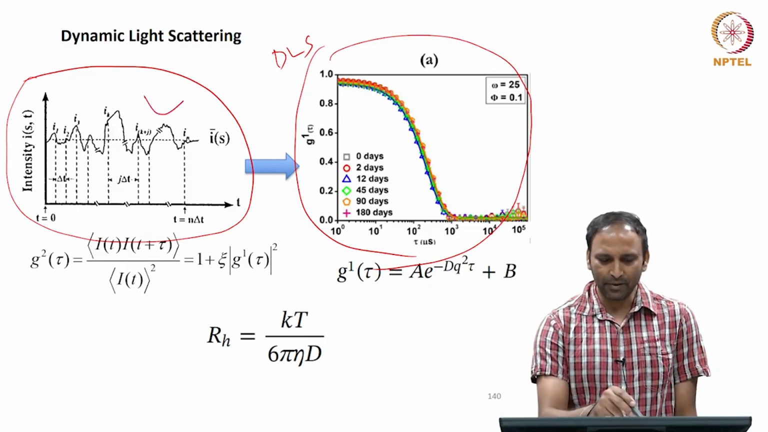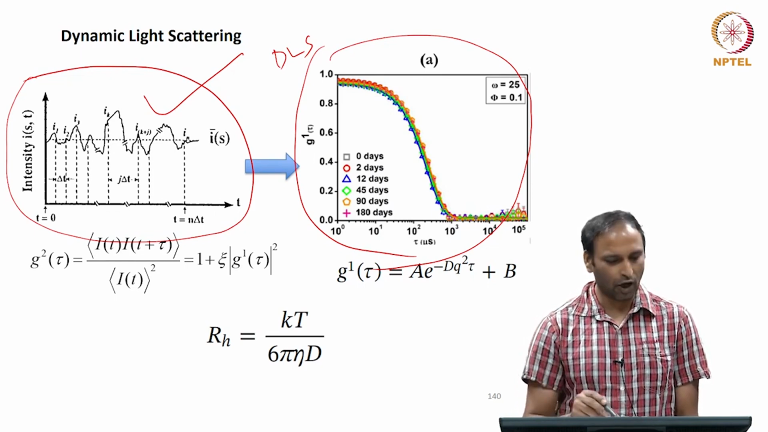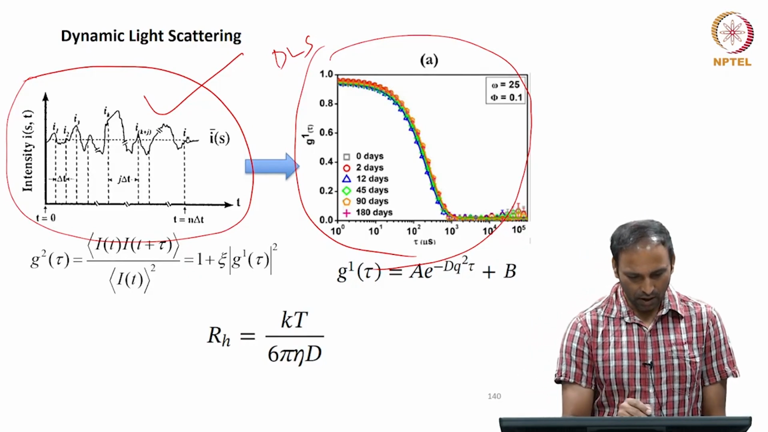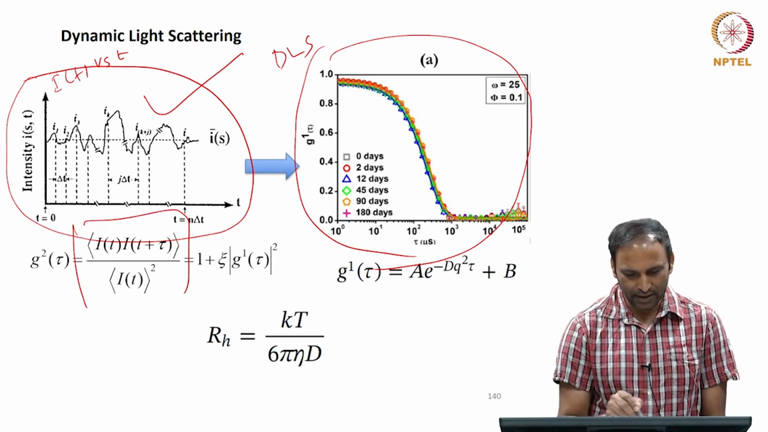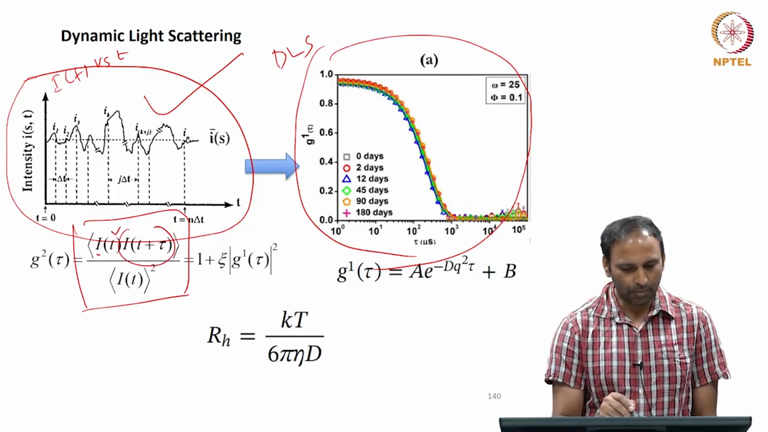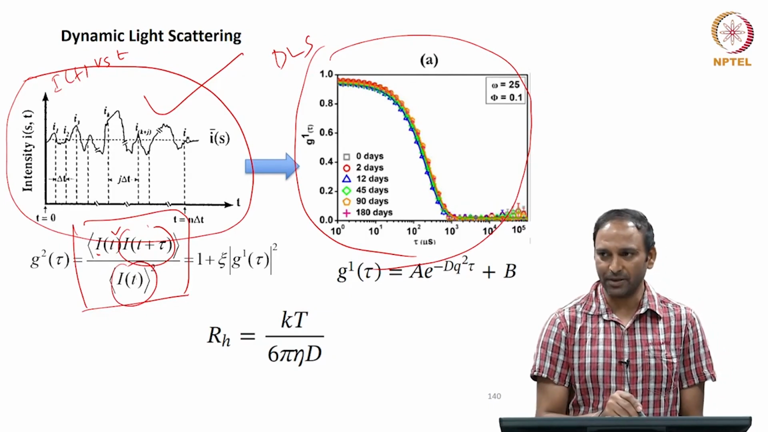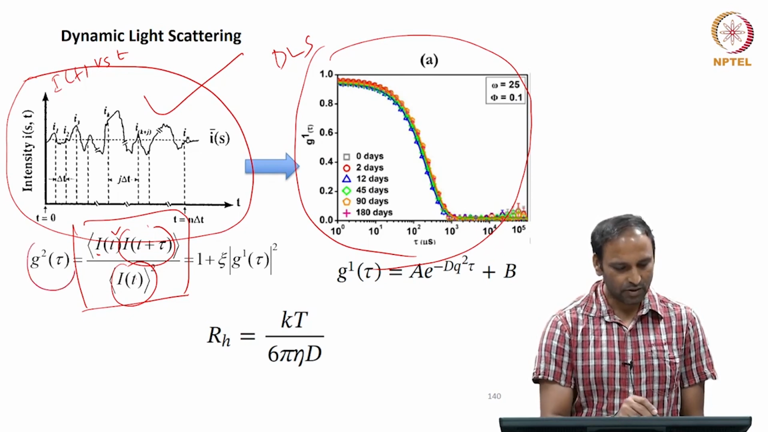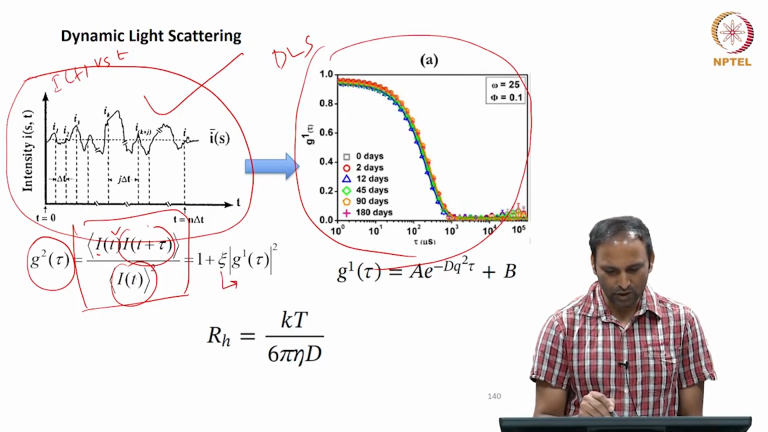This is actually obtained from that scattered intensity measured as a function of time. That is g1 of tau. Because I know how I of t varies as a function of time, I can get this quantity. This is intensity at a particular time, intensity at a particular time plus some delay, and intensity at a particular time. I have access to all this information. I can calculate g2 of tau, and this is what is called the instrument constant.